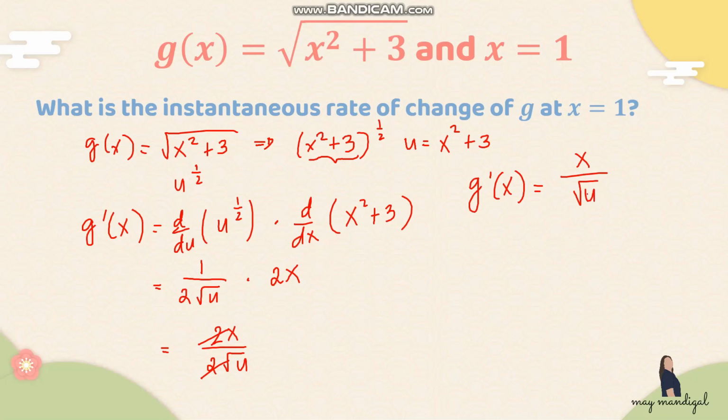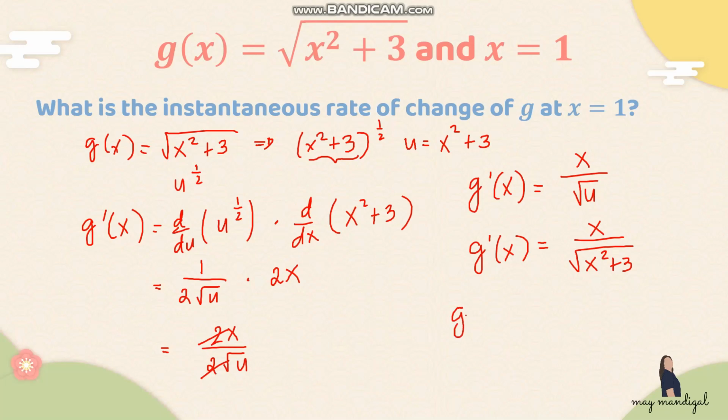And then we still have to rewrite u into its original form, so that will be x over square root of x squared plus 3. So this is now the derivative of our function. Now, in order for us to get the rate of change at this particular point, we just have to evaluate it at x equals 1.